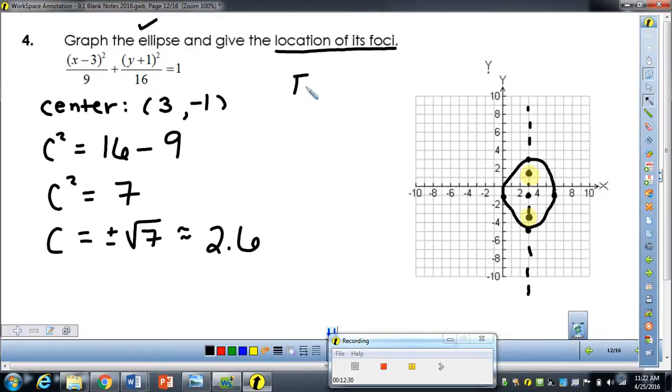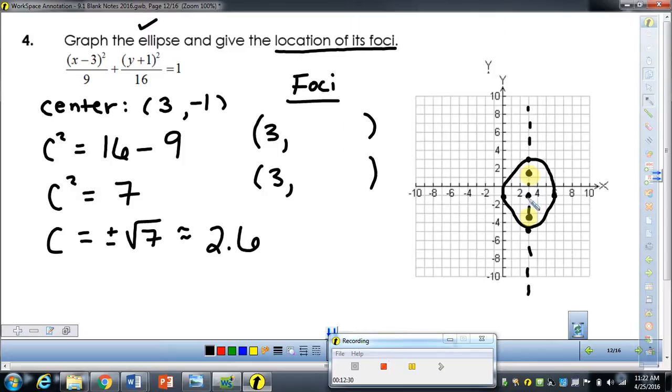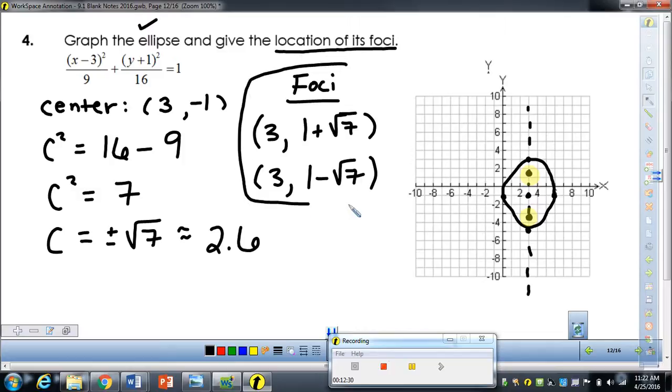And now we're going to give their location as an ordered pair. The x value for each one of these points is 3. Notice how we've not changed in the x direction. We have not moved left or right from the center. It's still at 3. Now, in the y direction, we are moving, and so we started at a y value of -1. We added square root 7 to get this point, and then starting at -1, we subtract square root 7 to get that point. And that's exactly how we're going to write them out. No decimal approximations here. We're going to do the exact value using the square root symbol.